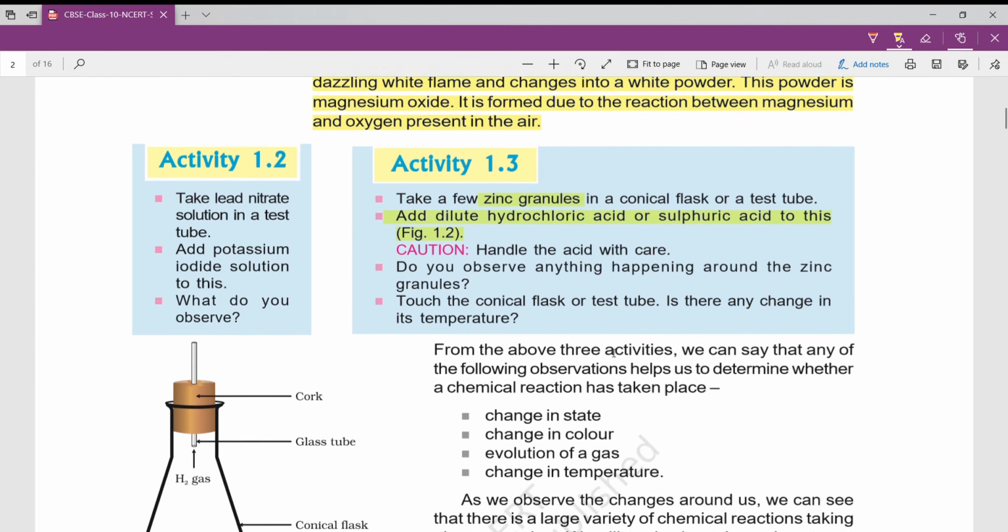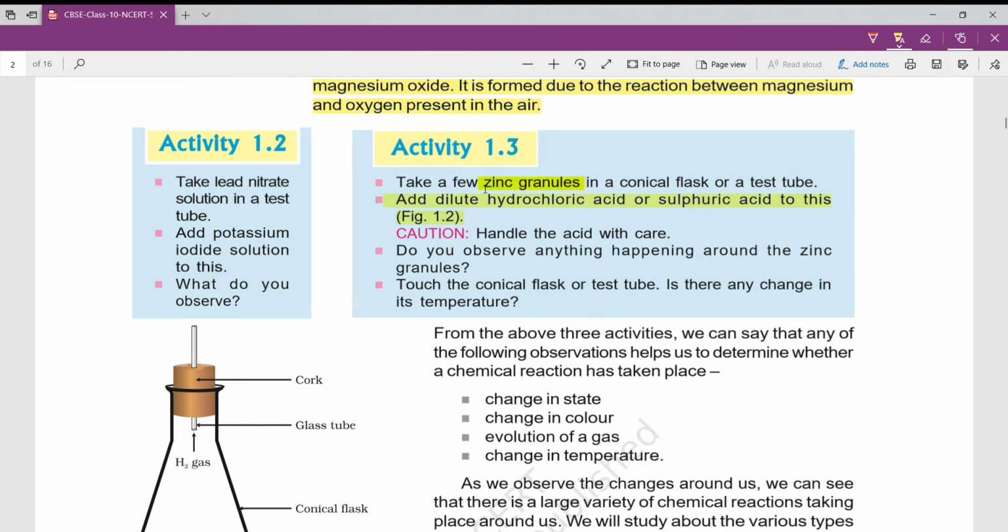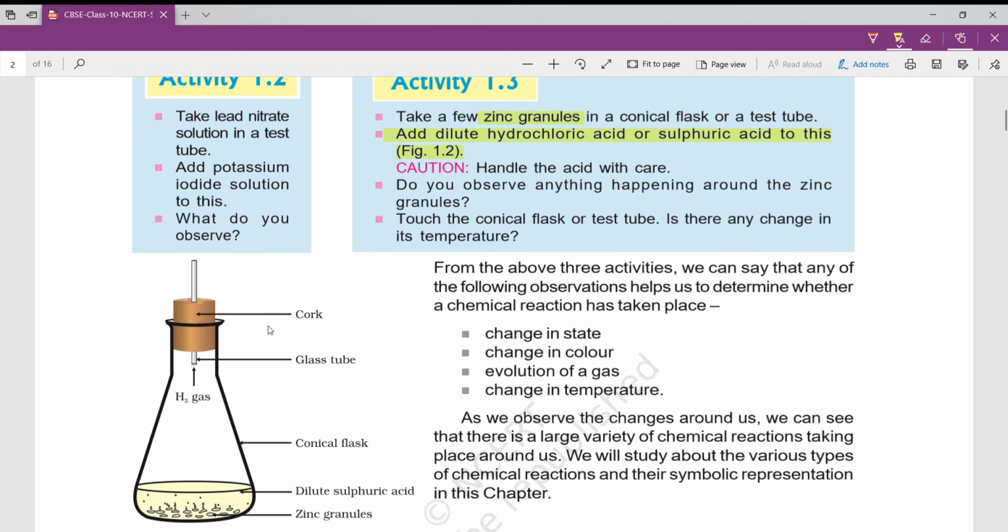The second example given to you in the textbook is about the nitrate solution. Take lead nitrate solution in a test tube and add potassium iodide. What happens to the solution? Observe this. We'll be studying all these experiments in detail. First, what happens is that initially we observe a temperature change in the conical flask.